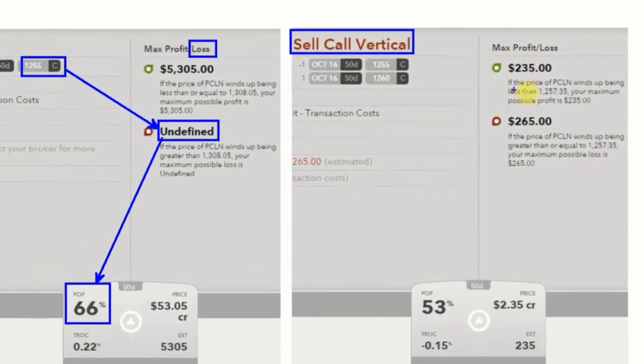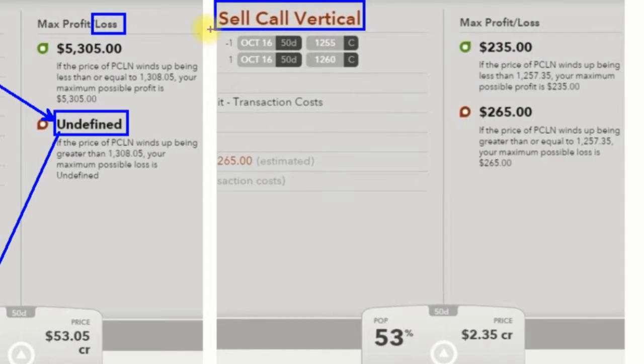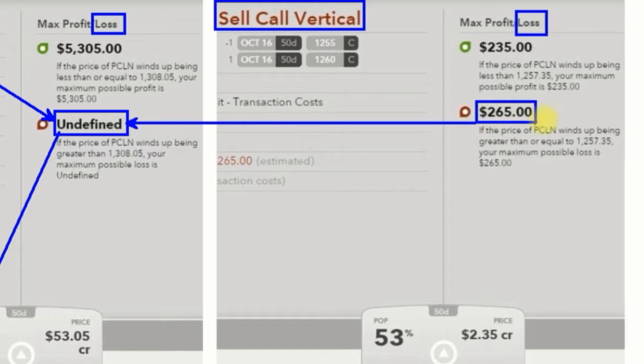Well, in this case, obviously the profit potential is much lower. We see that. But here's the beautiful thing. Our loss is capped, right? We know exactly how much we can lose. We no longer have this undefined loss potential. I know if things go horribly wrong, the most I can lose in this trade is 265. That is a great feeling because now I can sleep at night.